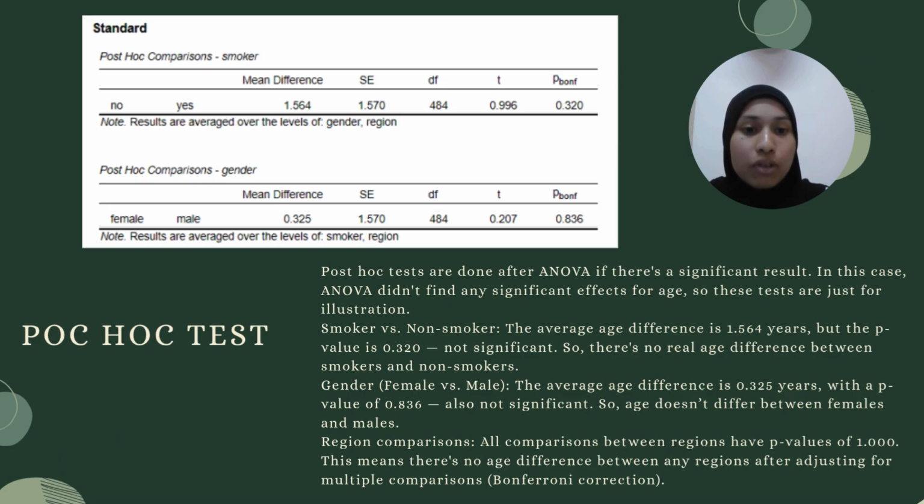Gender, female versus male: the average age difference is 0.325 years with a p-value of 0.836, also not significant. So age doesn't differ between females and males. Region comparisons: all comparisons between regions have p-values of 1.000. This means there's no age difference between any regions after adjusting for multiple comparisons, the Bonferroni correction.